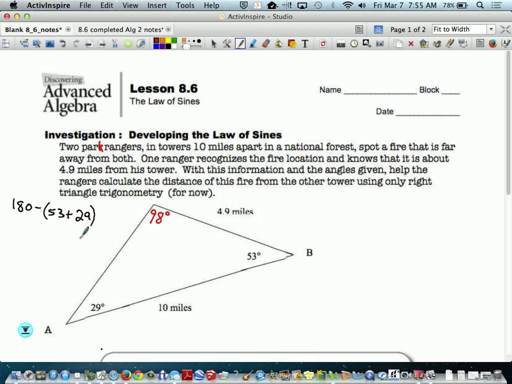Two park rangers in towers 10 miles apart in the national forest. So there's one over here at A. There's one over here at B. They spot a fire that is far away from both. Get a little yellow in there for the fire. Maybe a little orange, yeah. And then a little smoke plume coming out.